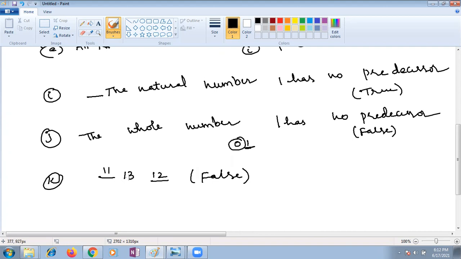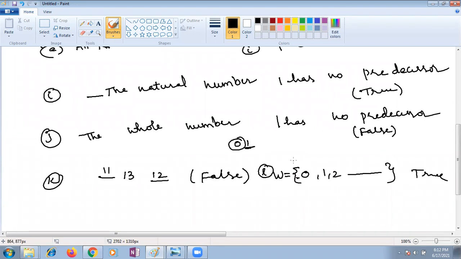The whole number 0 has no predecessor. Yes or no? Yes. Whole numbers start with 0. Does 0 have any predecessor here, children? No, ma'am. So it is true. Very good. Which bit is it? JKL.